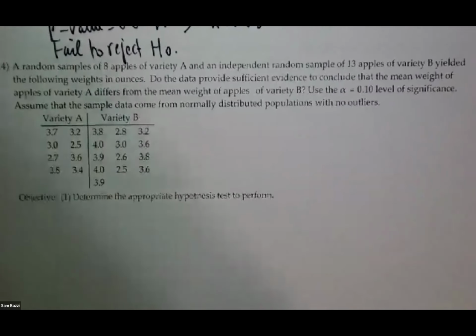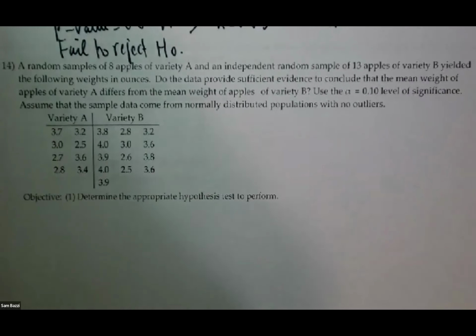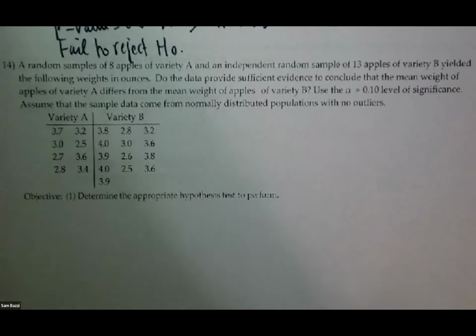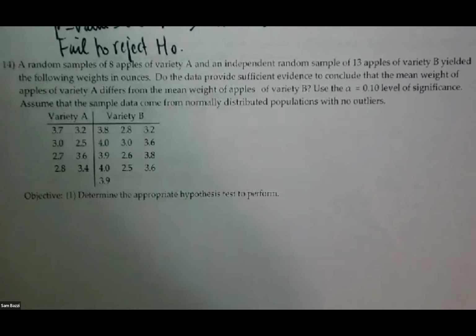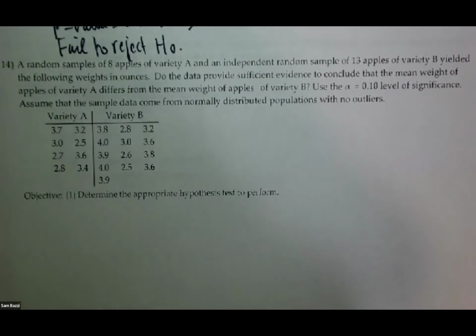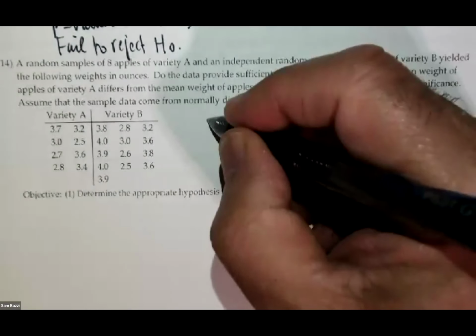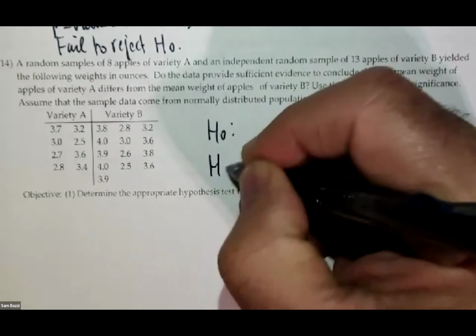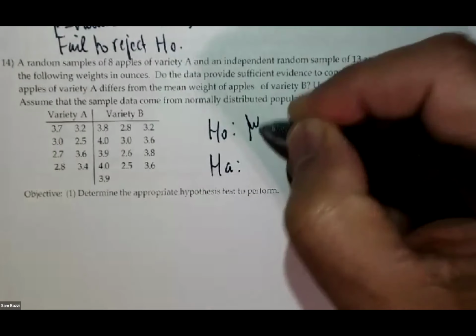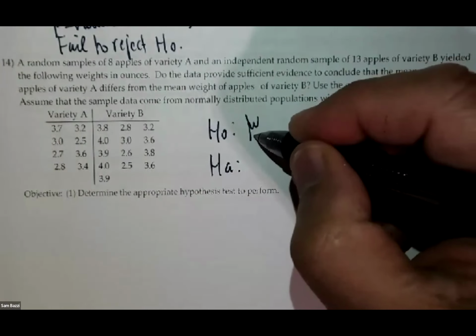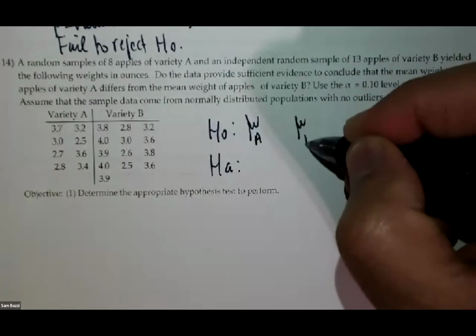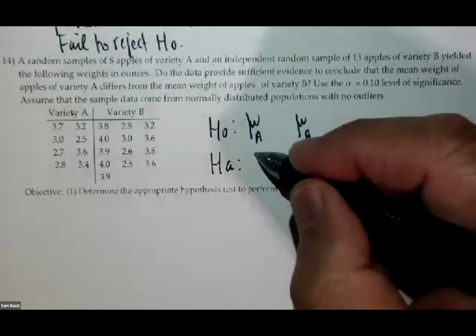A random sample of 8 apples of variety A and an independent random sample of 13 apples of variety B yielded the following weights. Do the data provide sufficient evidence to conclude that the mean weight of apples of variety A is different from the mean weight of apples of variety B? That should be easy, guys, to figure out how to state the null and the alternative. Instead of 1 and 2, I'm going to use A and B.